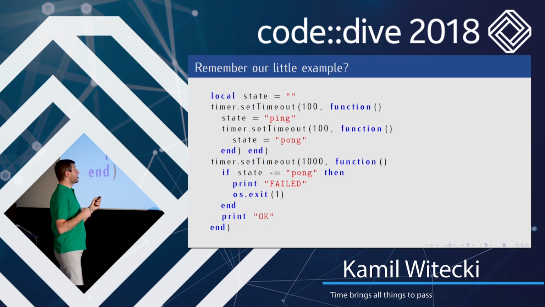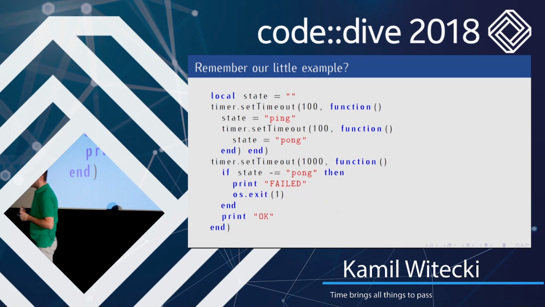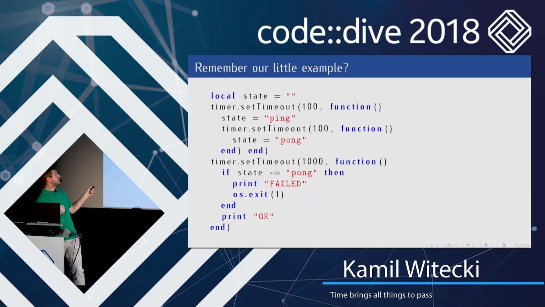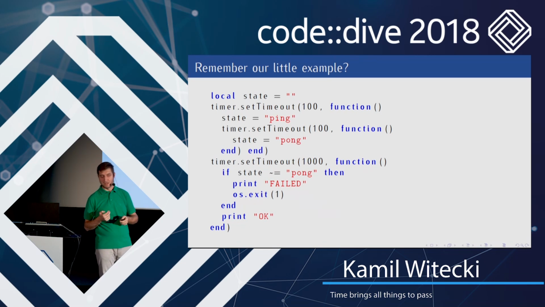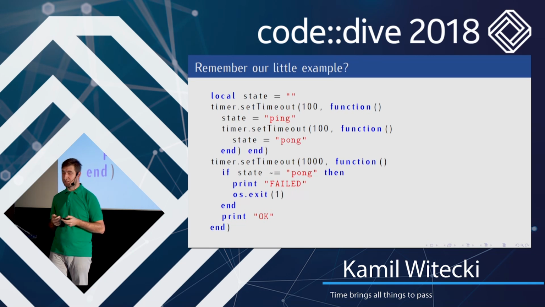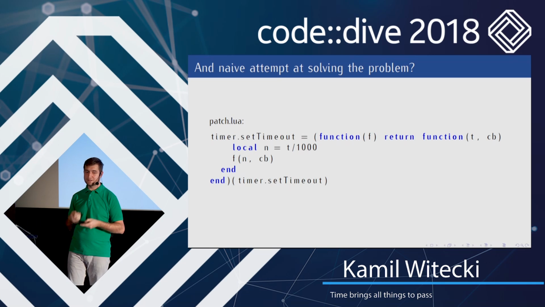Now, I guess you do remember the example from the beginning. We had this very simple piece of code. There is this first timer that does nothing more than just change the state of the application and set the second timer. And then we have the third timer that is supposed to validate the state of the application. So our first very naive approach was to try just to cut the due time of the timer. And it didn't work.